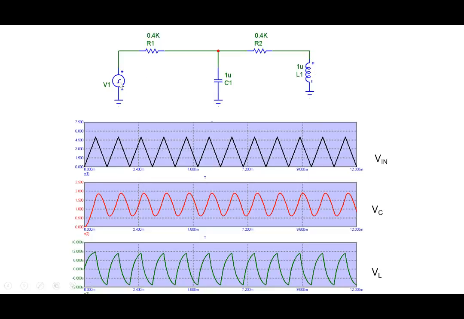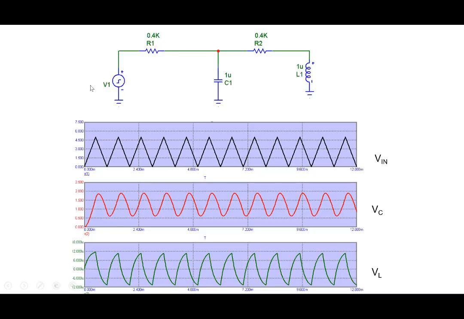But note what we just said, that we can take the triangular wave and break it up into a sum of sinusoids. So if we analyze the behavior due to each one of those sinusoids, and then we sum them up because it's a linear circuit, then we'll get back the result that we want.